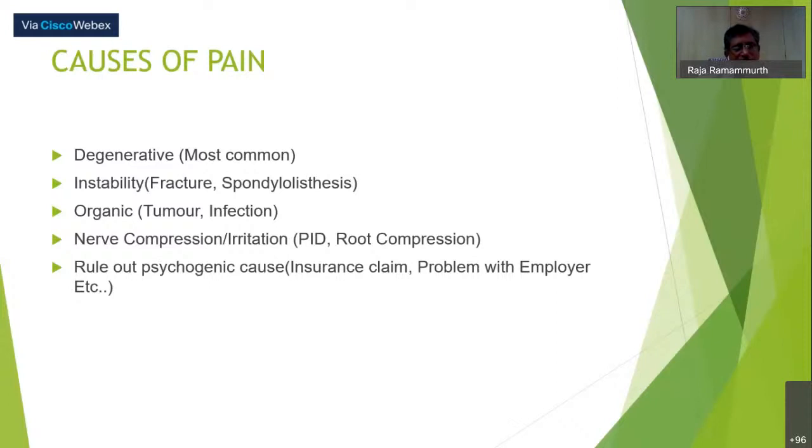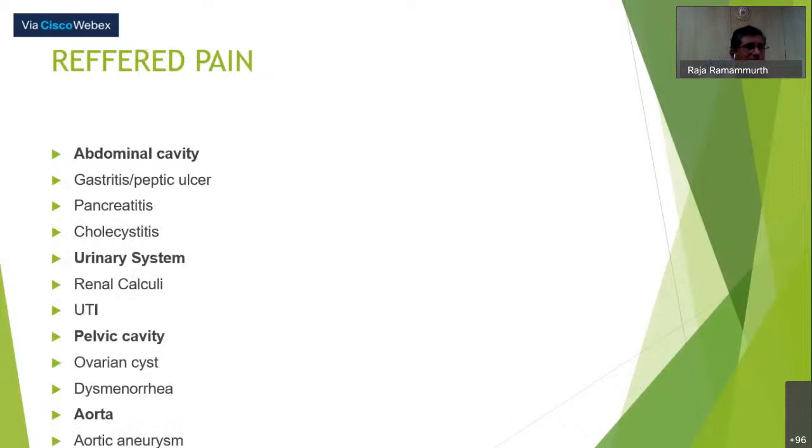Then the last point, which is to rule out psychogenic cause, right? It is very rarely seen, and these patients are also directed to physiotherapy, where we have to plan our treatment according to their psychological depression or anxiety level. Then, what is referred pain, and how does this referred pain mimic low back pain?